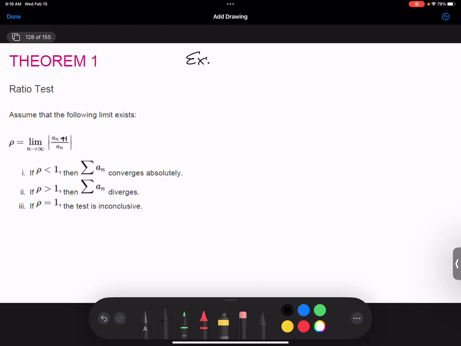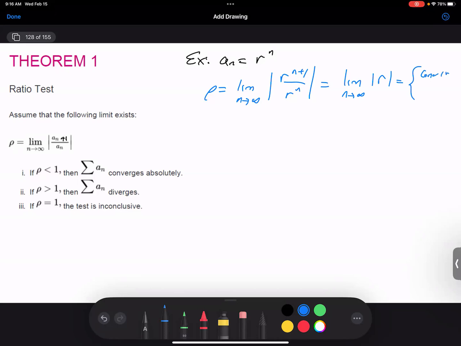So for example, if I take a_n equals r to the n, then rho would be the limit as n goes to infinity of the absolute value of r to the n plus 1 over r to the n, which is the limit as n goes to infinity of the absolute value of r. And so this is going to converge if the absolute value of r is less than 1, and diverge if the absolute value of r is greater than or equal to 1. So in this case, we actually know we'll diverge if the absolute value of r equals 1. So the ratio test at least works in a case we already know. Like I know the geometric series converges for these conditions, and over here, excellent.